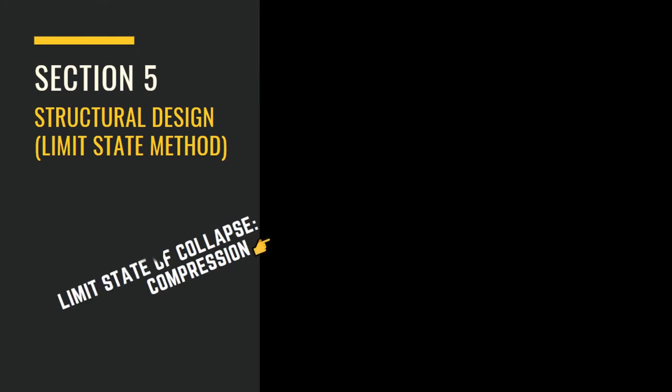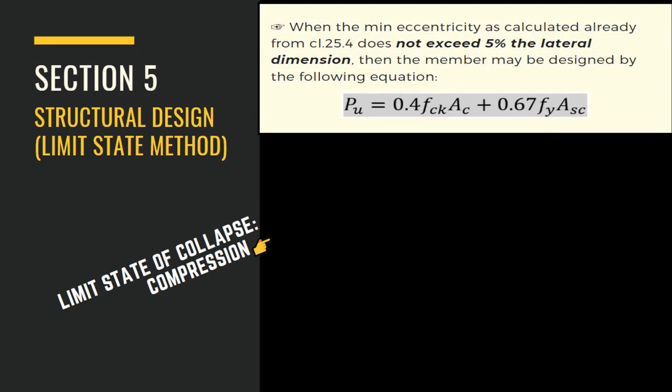Now, how to design a column as a compression member? When the minimum eccentricity, as calculated already from clause 25.4, does not exceed 5% of the least lateral dimension, then the member may be designed by the following equation. The minimum eccentricity we have already seen: unsupported length by 500 plus lateral dimension divided by 30, or 20 mm, whichever is less. That value shall not exceed 5% of the lateral dimension. If it's so, then the member may be designed by the following equation.